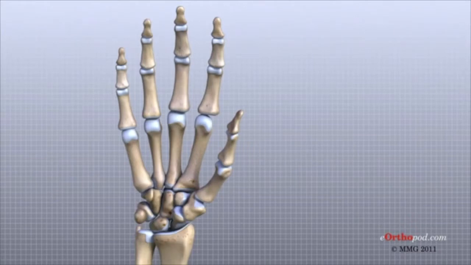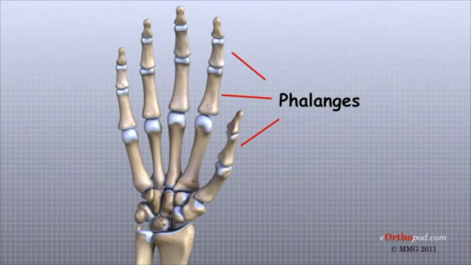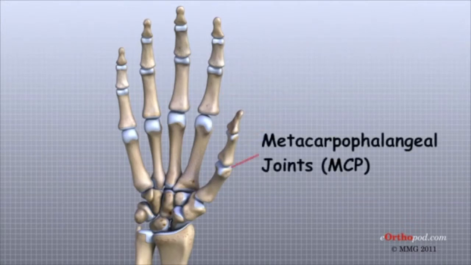Small bone shafts called phalanges line up to form each finger and thumb. The main knuckle joints are formed by the connections of the phalanges to the metacarpals. These joints are called the metacarpophalangeal joints, or MCP joints.